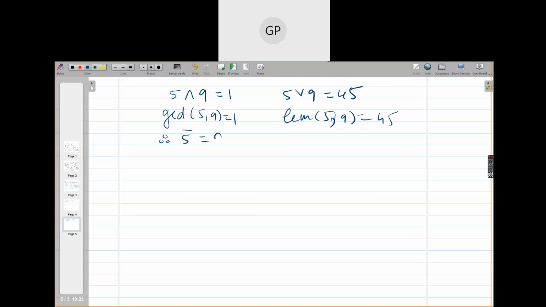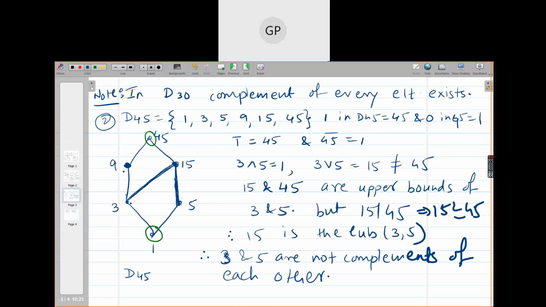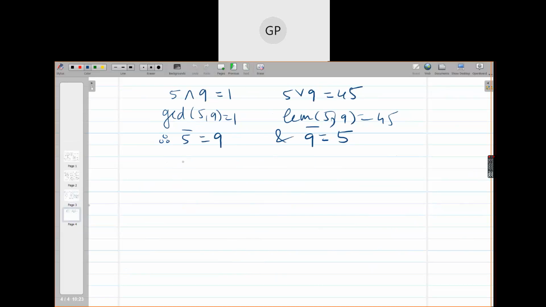Therefore, what is the complement of 5? 9. And what is the complement of 9? 5. Okay, I am getting the complement of 5 as 9, and of 9 as 5. Now what about 3 and 15? They are left. Is there a complement of 3? Do you get any element for 3 such that their meet is 1 and their join is 45?